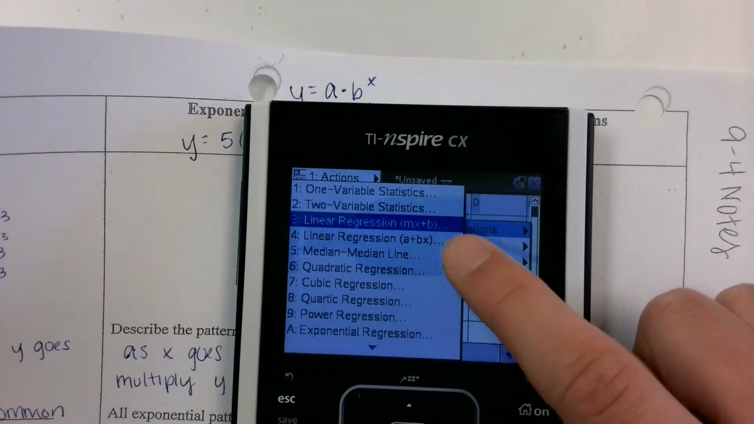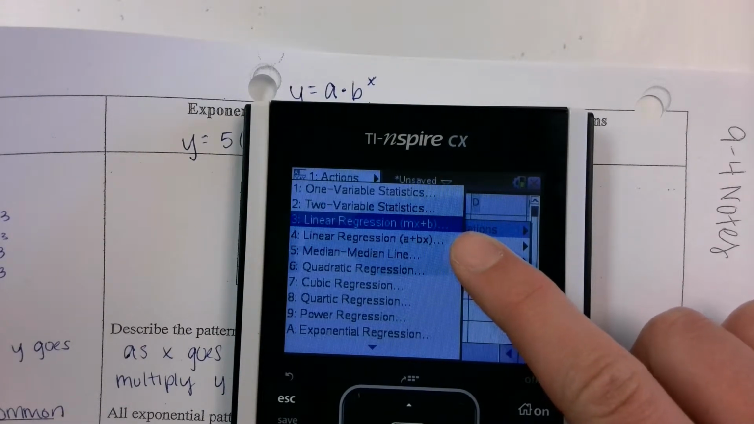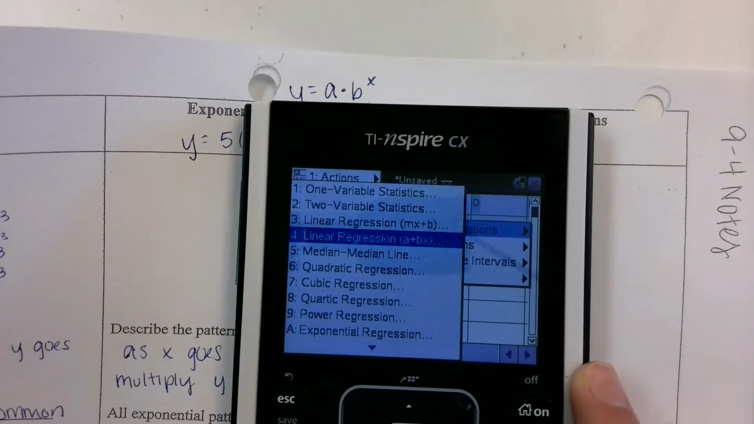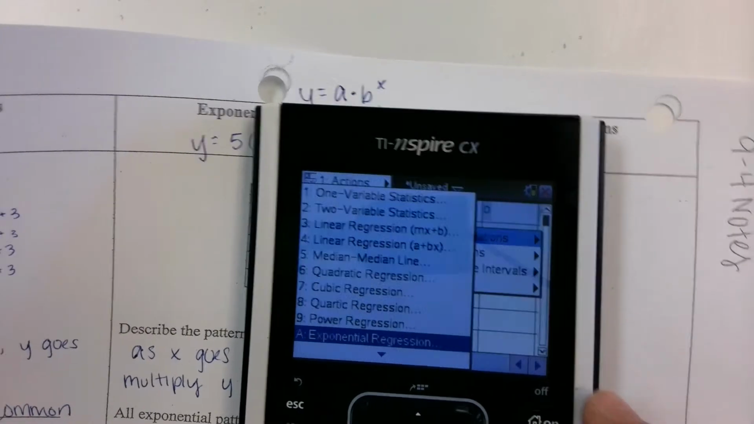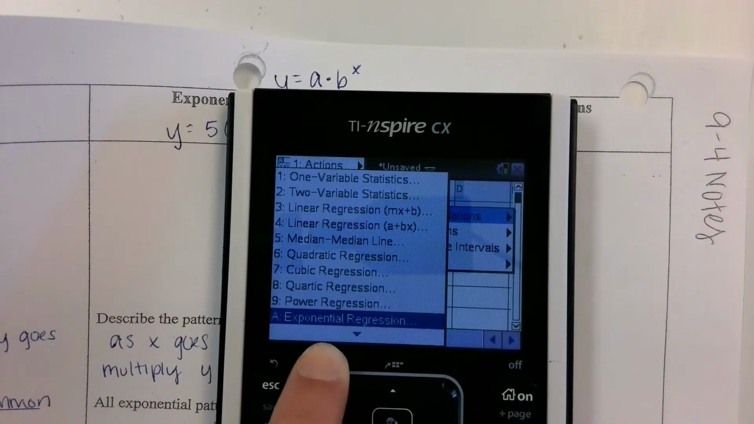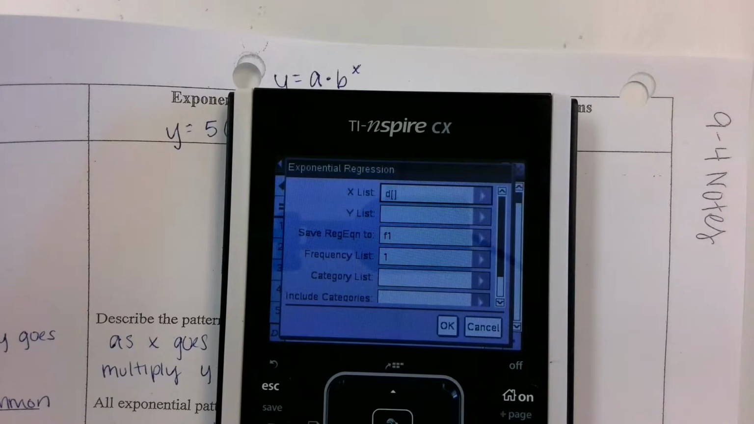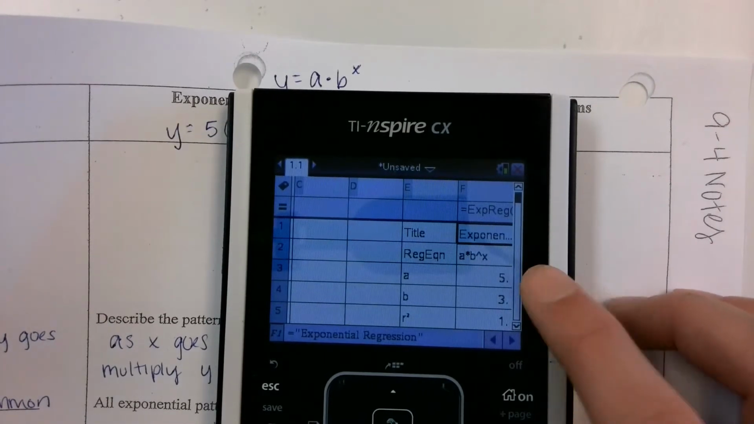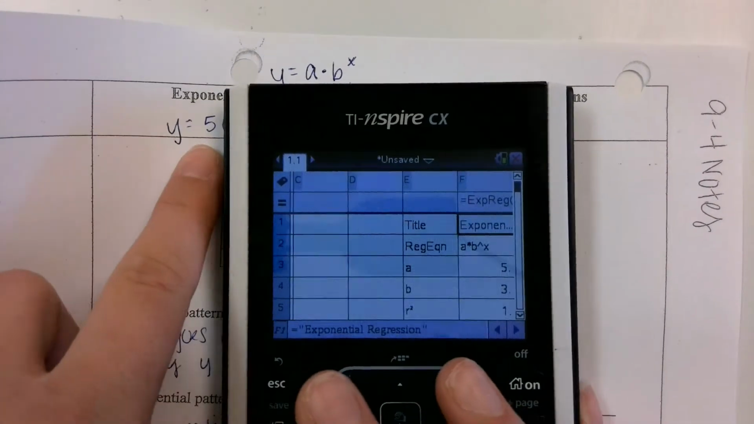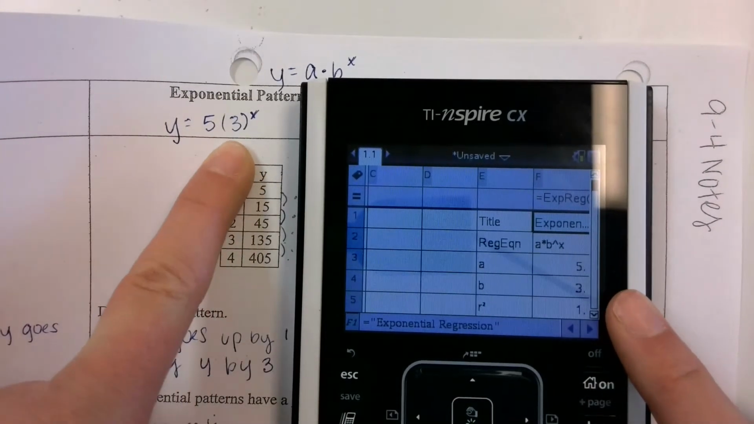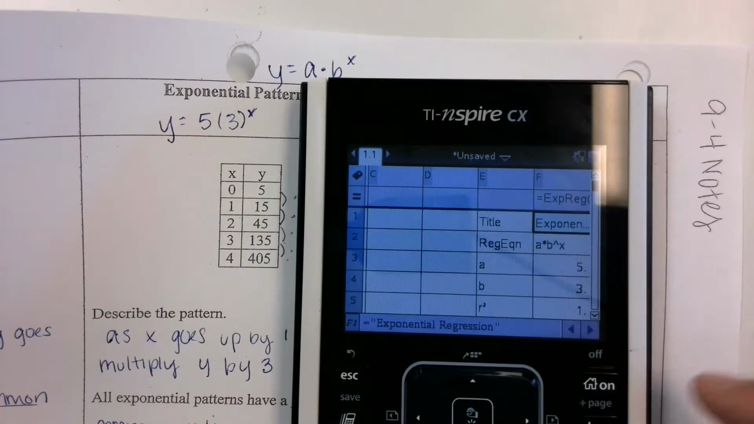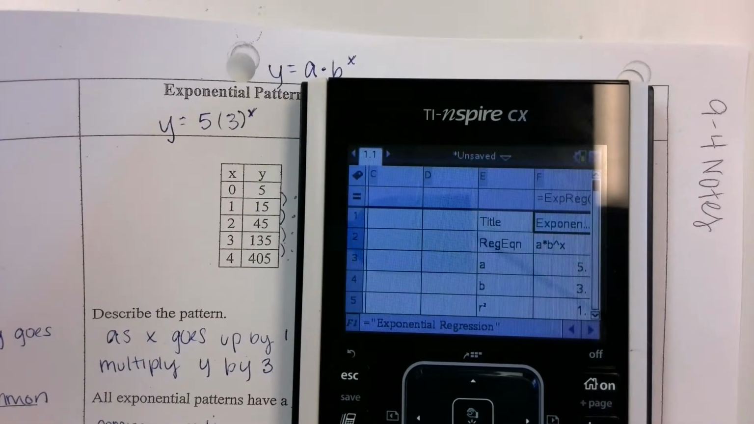Linear regression is what we just did, so finding the equation of a line. We want to find the equation of an exponential function, so you're going to choose exponential regression. That's option A down there. Is that okay? Right. So we'll hit enter. Our X list is called X, our Y list is called Y. Enter, enter. And it gives you that A value and that B value. Does our A value match? Does our B value match? So we're good to go. Is that all right? Questions? Anything we're not sure about, don't understand? This should be a bit of review because we did this earlier this week, right?